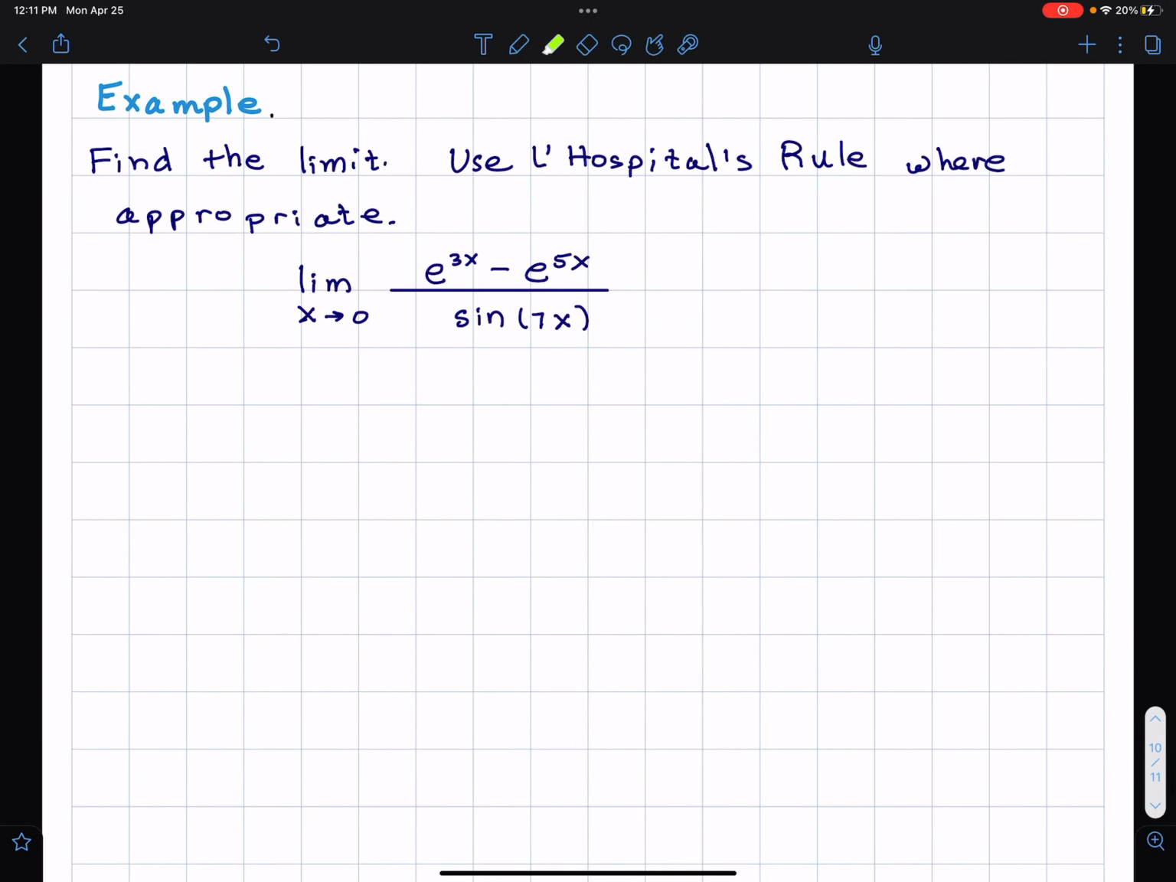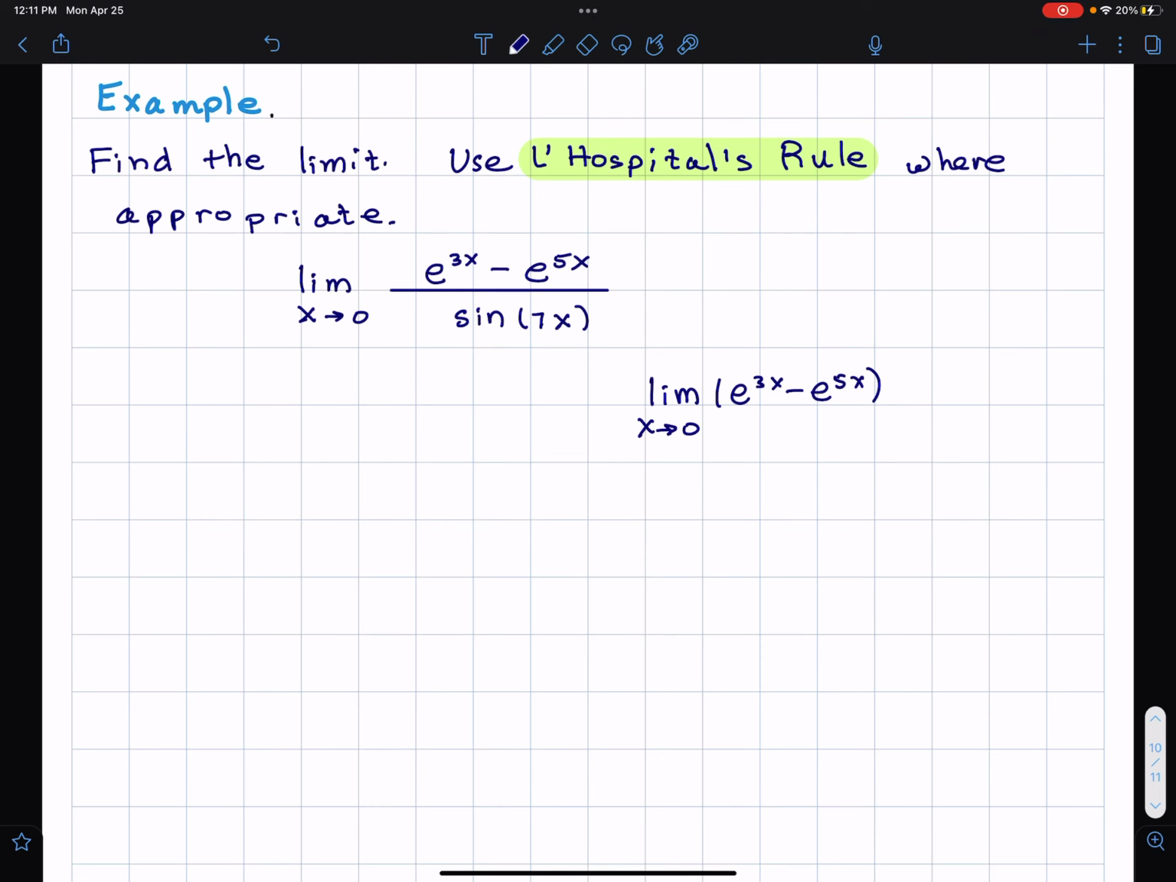It's just an example that I made up where we use L'Hopital's rule to evaluate a limit. What we do is we look at this fraction where we're finding a limit, and we look at the limit of the numerator and the denominator and see what we get. So we'll start that way.